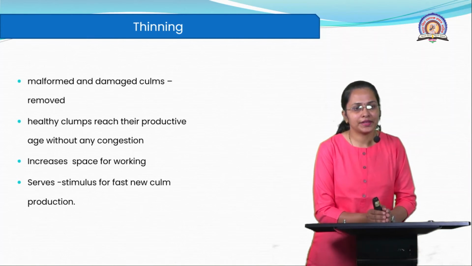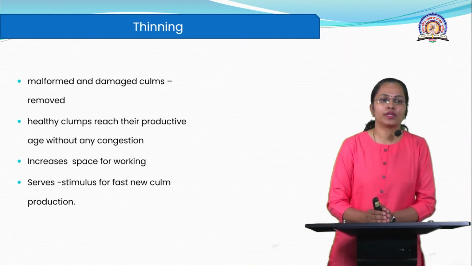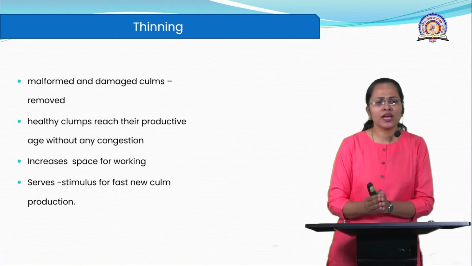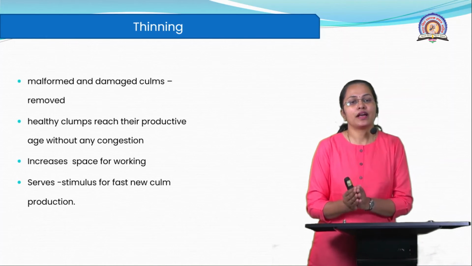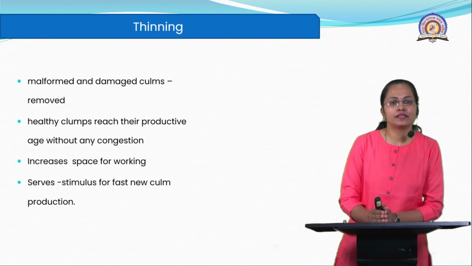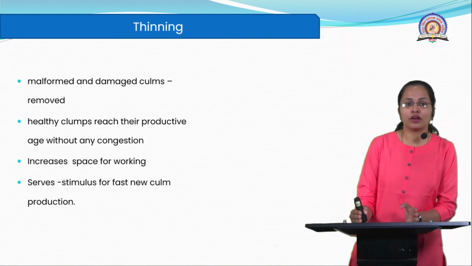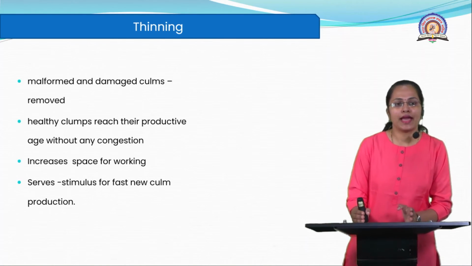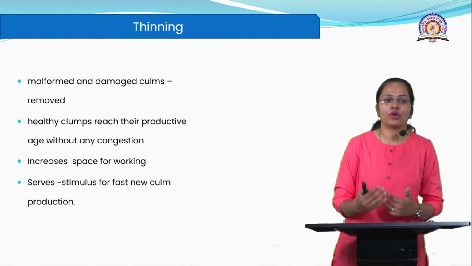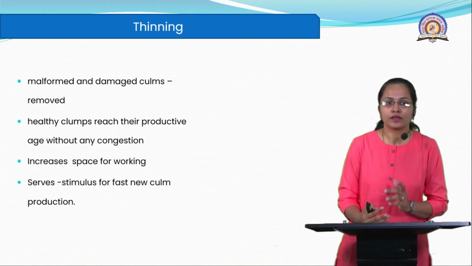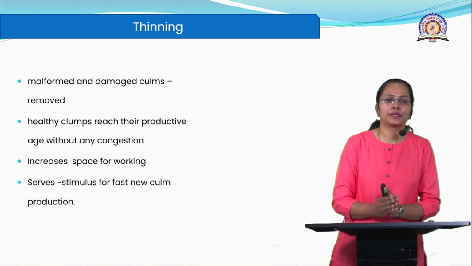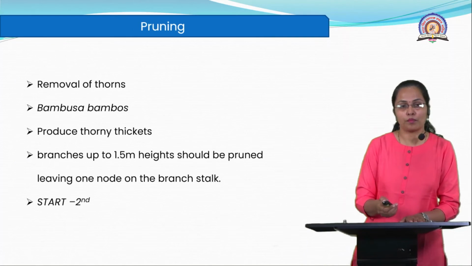The healthy clumps should reach their proper productive age without any congestion, which is achieved by the process of thinning. This thinning increases the working space for the growing clumps, and it serves as a stimulant for the fast growth of new clump production. Therefore, thinning is a very important process in the clump management of bamboo.